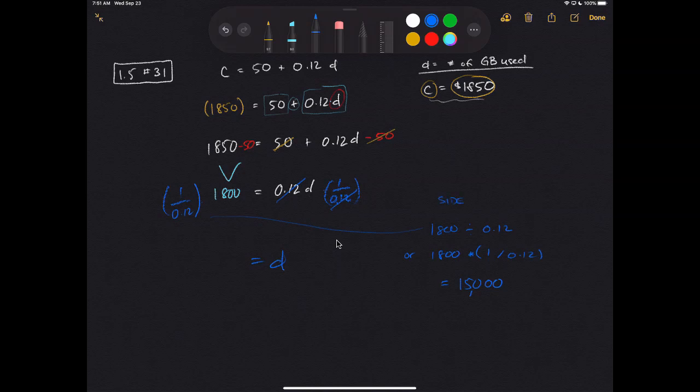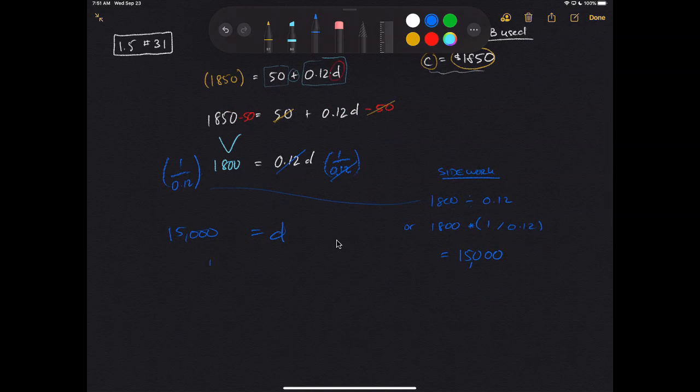This is just some side work over here. So we get 15,000 equals D. So this tells us that 15,000 gigabytes were used at a quote for $1,850.